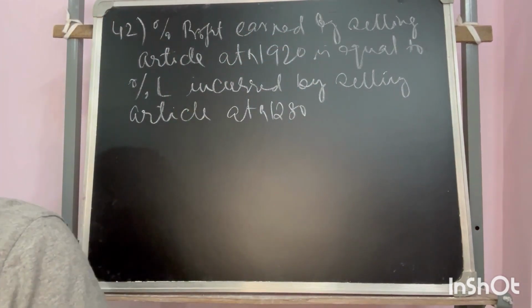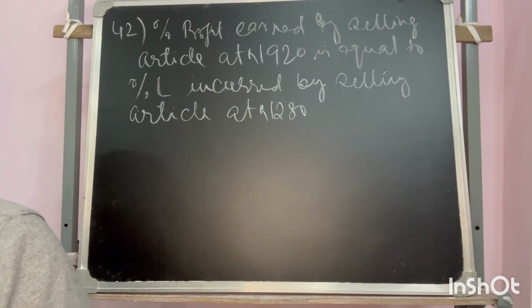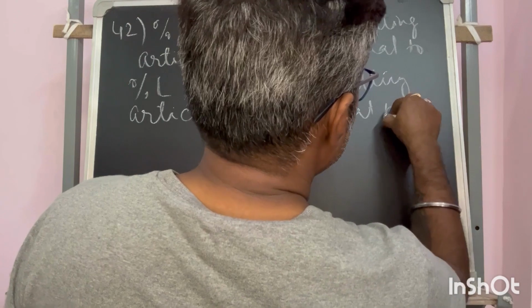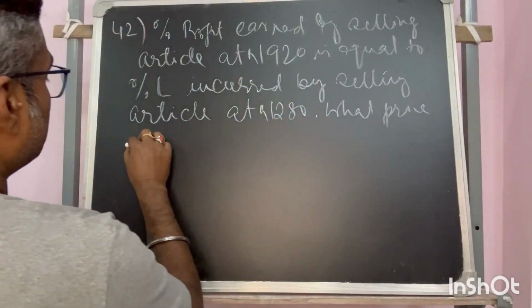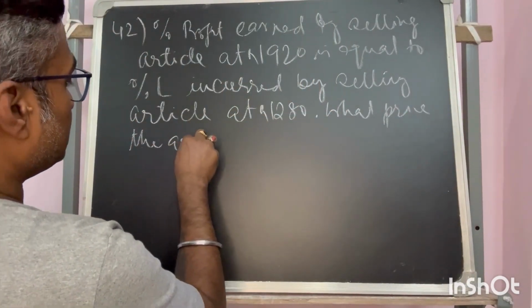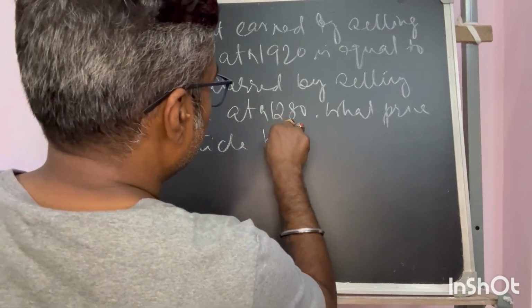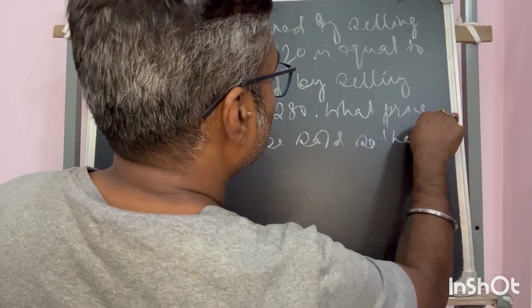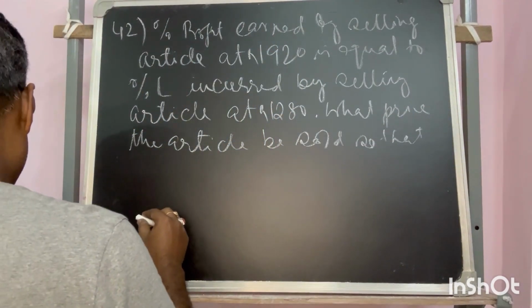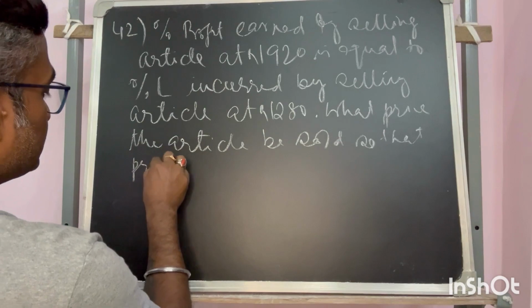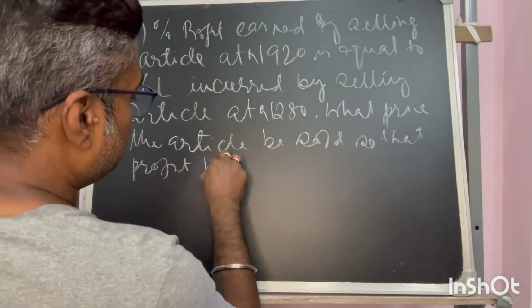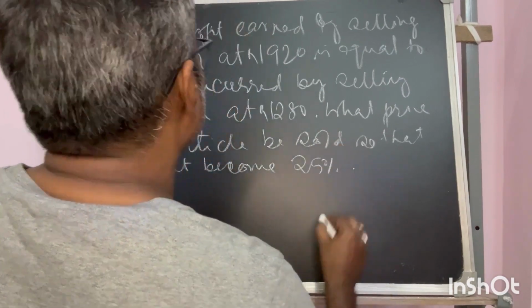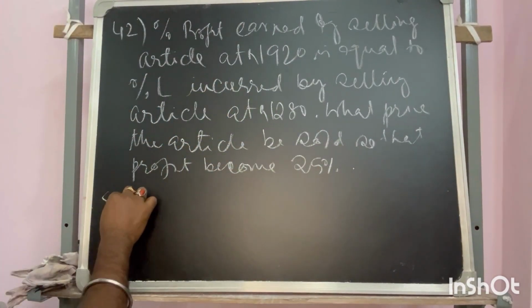Okay, at what price should the article be sold so that the profit becomes 25%? Okay, now this is a very simple equation.